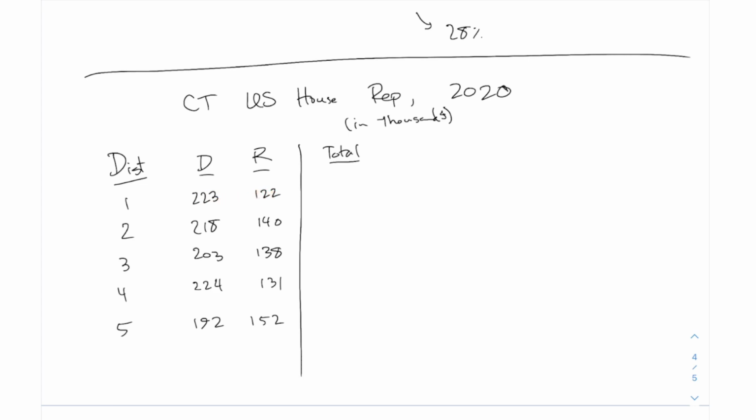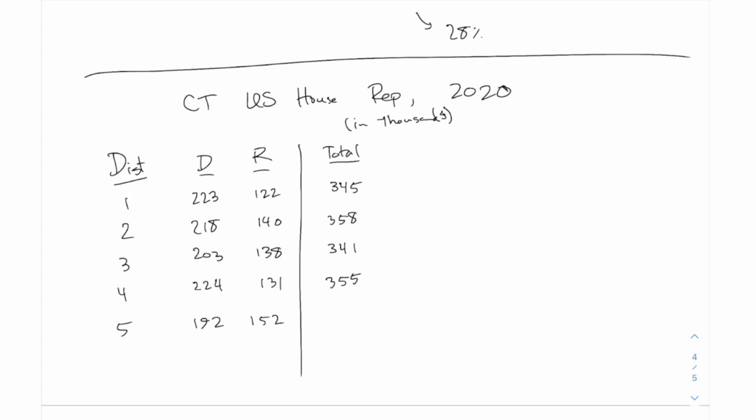With these numbers, you can use a calculator if you want to. It's not really hard, but I would use a calculator because I'm likely to mess it up. The total here is 223 plus 122 is 345. 218 plus 140, that adds to 358. I did this already on my paper to make sure I didn't mess it up. 203 plus 138 is 341. It's so humiliating to mess it up. I'm used to it. 224 plus 131 is 355.